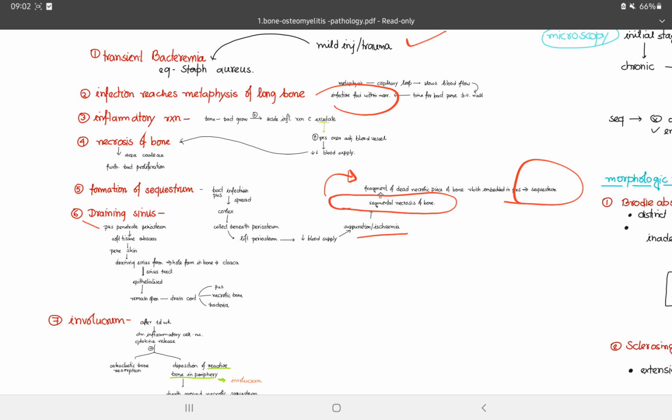Then the pus will penetrate the periosteum and go to the soft tissue, where it forms the soft tissue abscess, and as the soft tissue abscess penetrates the skin, a draining sinus will form. The hole formed in the bone is called the cloaca, and now the sinus will be epithelialized, and it will contain some pus, necrotic bone and bacteria. Then involucrum formation. After the first week of the infection, chronic inflammatory reactions will occur, and also cytokine release, and it will now stimulate osteoclastic bone resorption and also deposition of reactive bone in the periphery, and it will form a reactive bone around the necrotic sequestrum, and this reactive bone is called the involucrum.